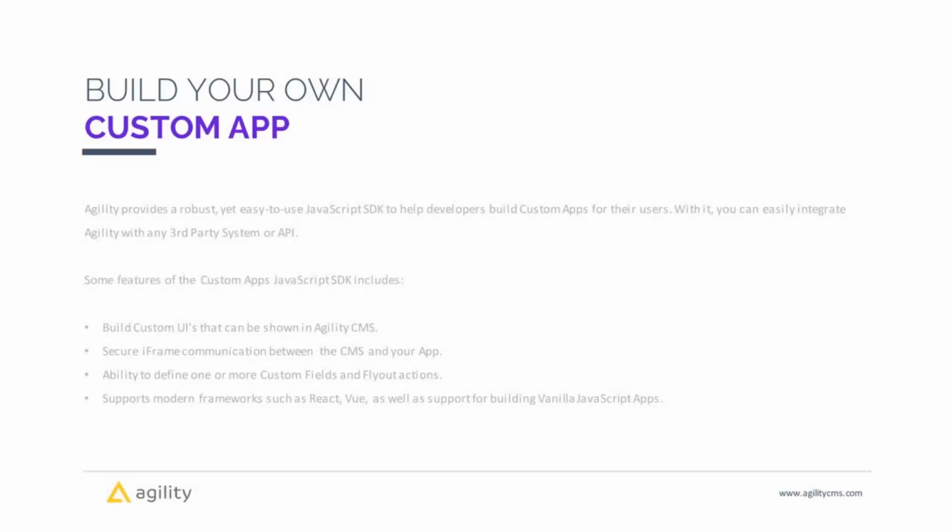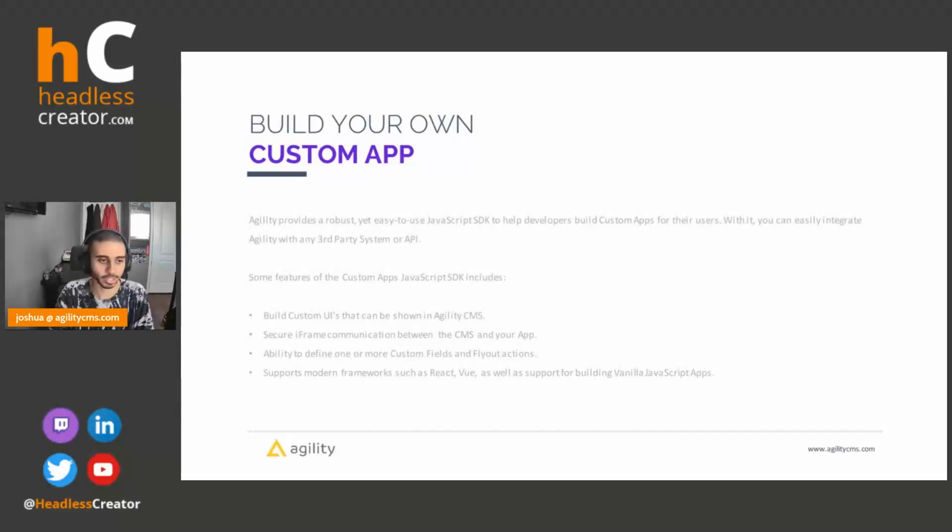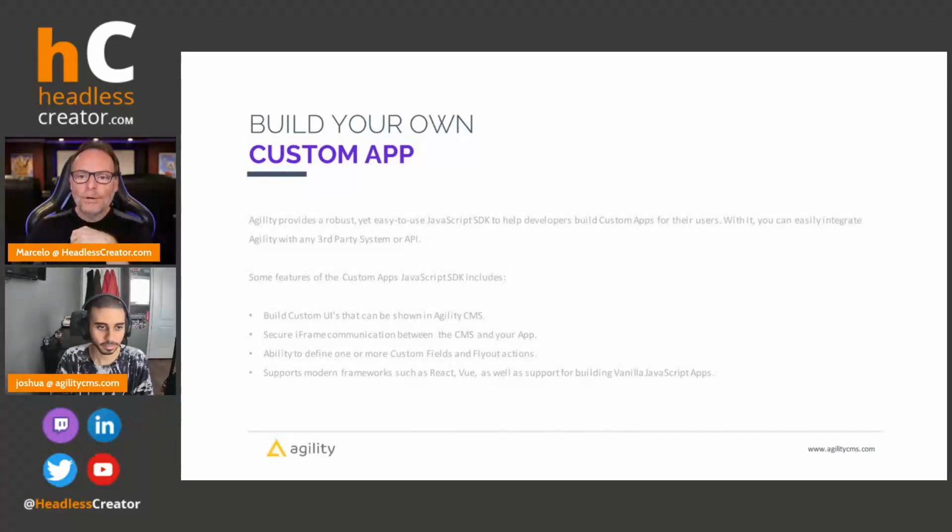Some of the key features that the custom app JavaScript SDK includes are building custom UIs that can be shown within the Agility CMS. There is a secure iframe communication between the content management system and your app. You have the ability to define one or more custom fields as well as flyout actions. And it supports modern frameworks such as React, Vue, as well as the support for building vanilla JavaScript apps if that's your jam.